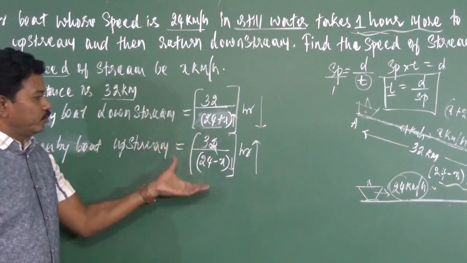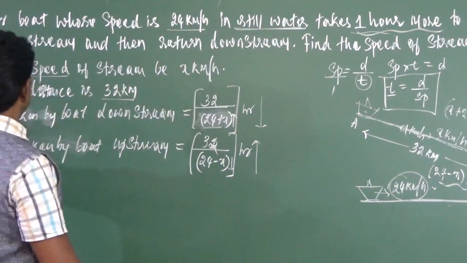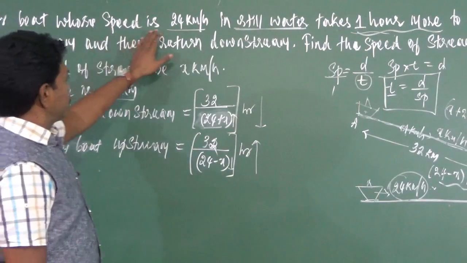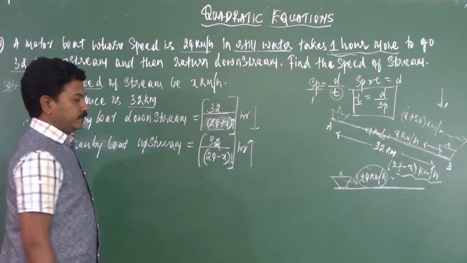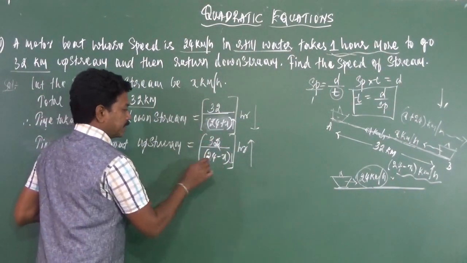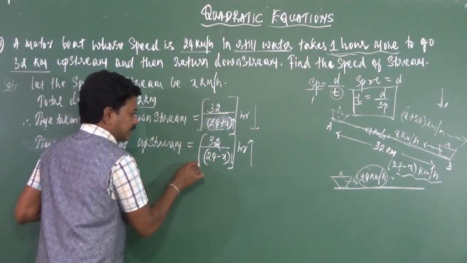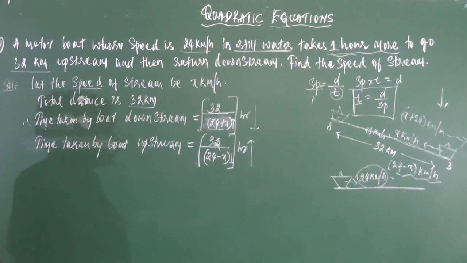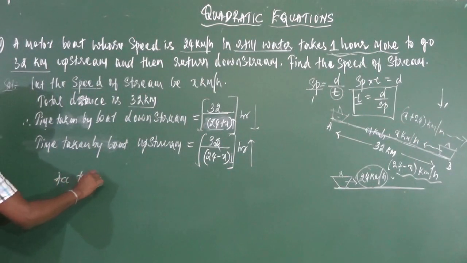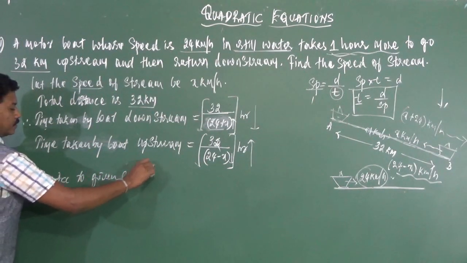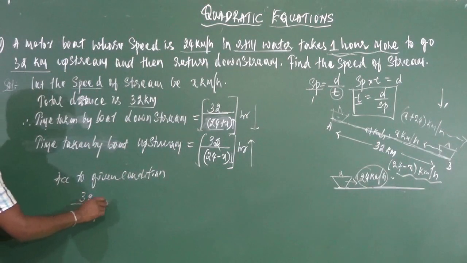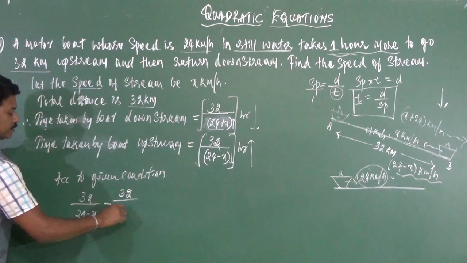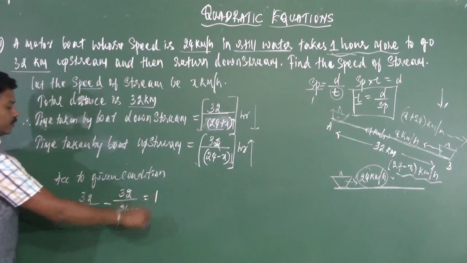So what is the difference between both the timings? It is given, upstream, whose speed is 24 km per hour in still water, takes 1 hour more. So this time is more and this time is less. When you subtract this time from this time, the difference is 1 hour. That is the condition given in the problem. So according to the given condition, 32 by 24 minus x minus 32 by 24 plus x is equal to 1.